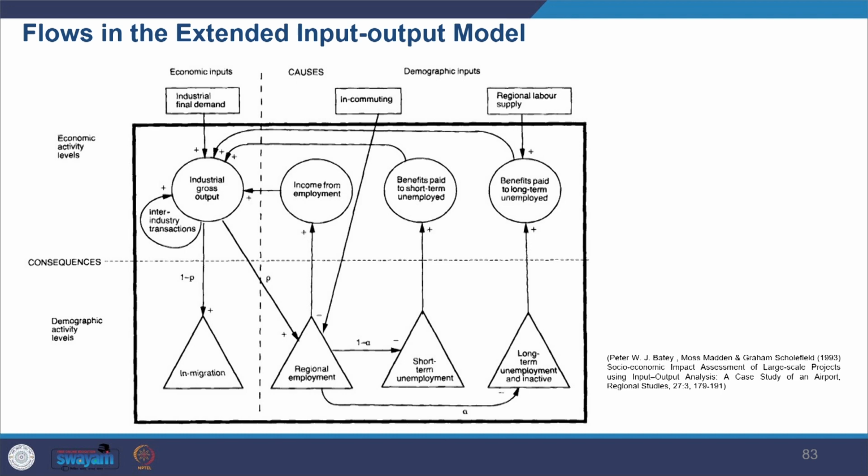And then regional employment, you can see that it would also link to long-term unemployment and inactive. So it would also reduce that, and that would also lead to a positive impact on benefits paid to long-term unemployment, and that would also improve the regional labor supply and so on. So this is also the input-output way. You can also understand what kind of multiplier impact can happen. So these ways it is also shown.